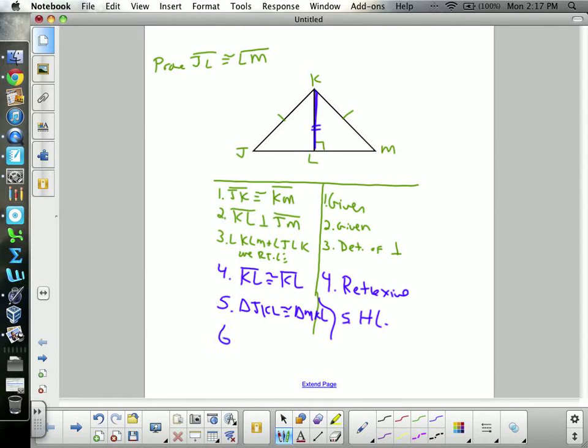And then step 6, what is it? We're trying to prove JL is congruent to LM, so JL is now congruent to LM. What reason? What did we learn on Friday? Oh, that converse triangle thing.